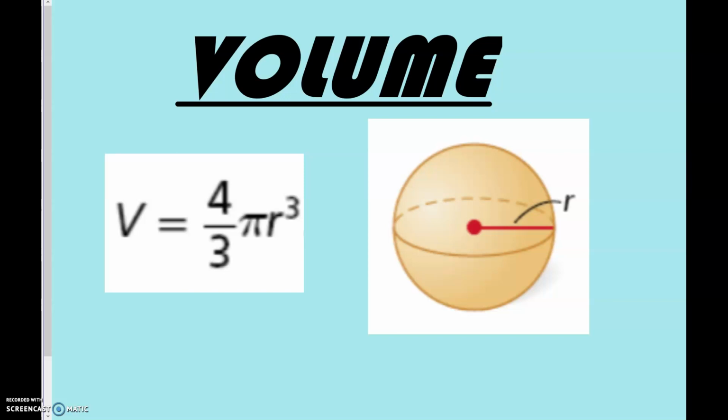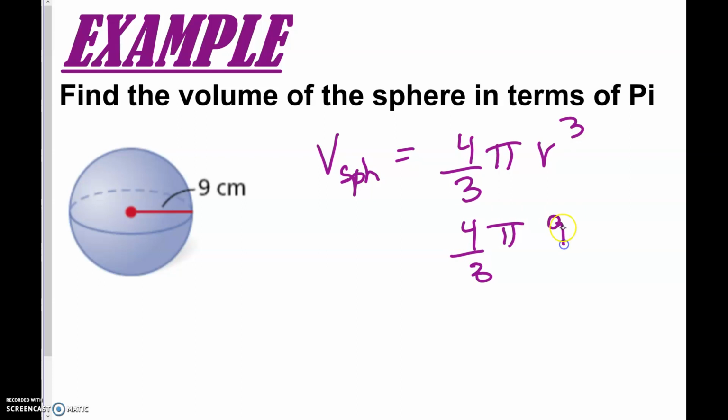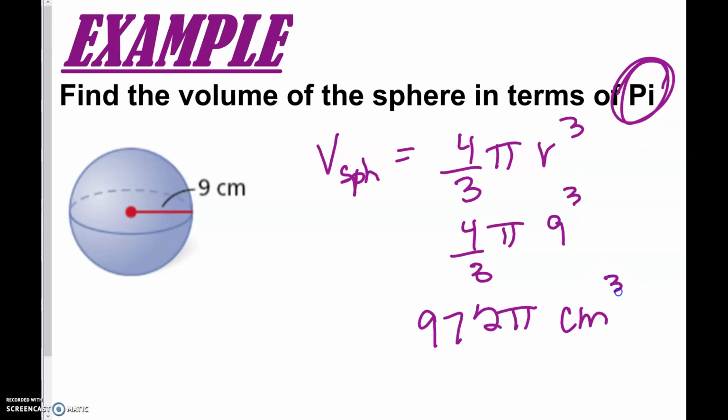All right, so now let's just put this formula to use. So in here, we've got volume of a sphere is equal to 4/3 pi r cubed. So they tell us the radius here is 9, so 9 cubed, and they want us to leave it in terms of pi. So 9 cubed, and then multiply by 4 and divide by 3, and we should get 972 pi, and this is volume, so it's going to be centimeters cubed.